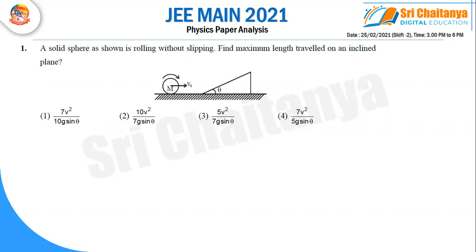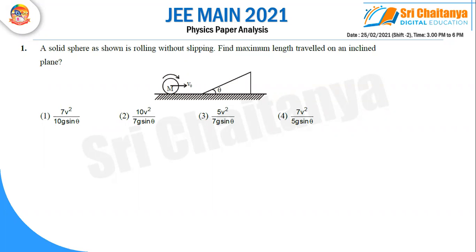Today we will be discussing the JEE Mains Physics question paper that was held on 25th February, Shift 2. Please note that these questions are based on students' memory. Let's look into the first question.